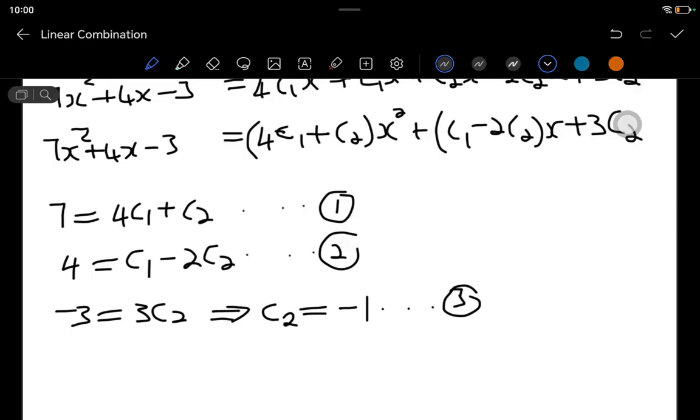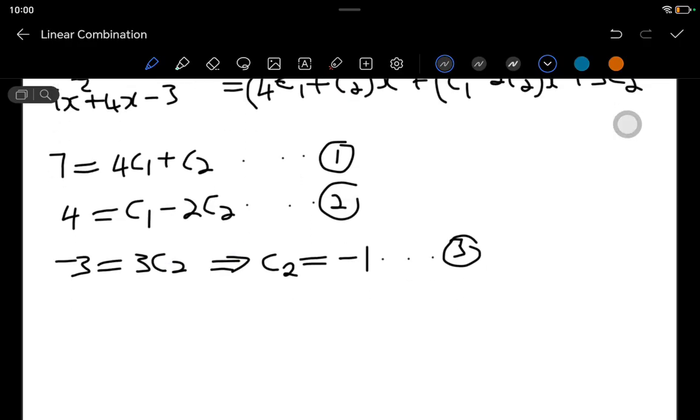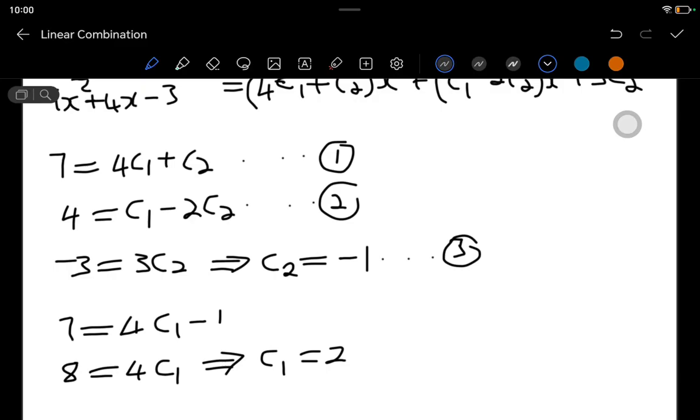Since we already know that C2 is equal to minus 1, we can now say that 7 is equal to 4C1 minus 1, which, if I take it to the other side, I'm going to get 8 equals 4C1. This implies that C1 is equal to 2. So if we try to plug 2 here, let's see, 4 is equal to 2 minus 2 times minus 1. Let's see if we're going to get that. Oh, this is minus 1.